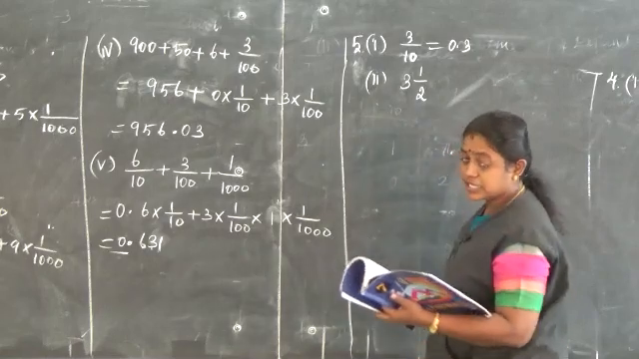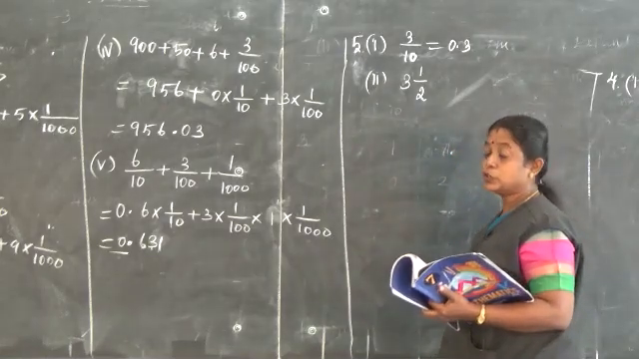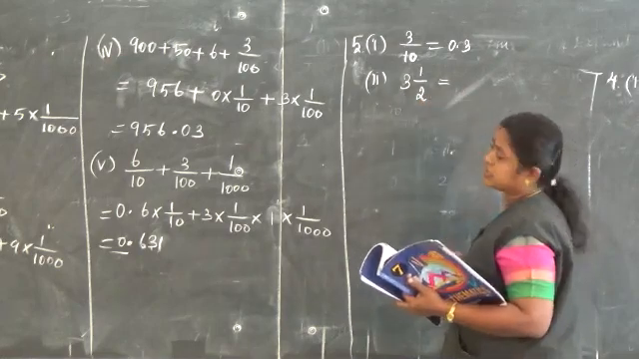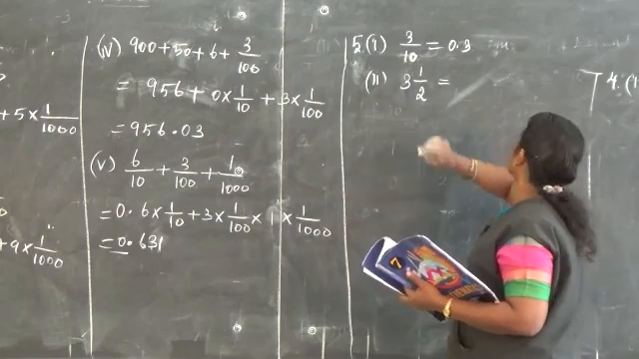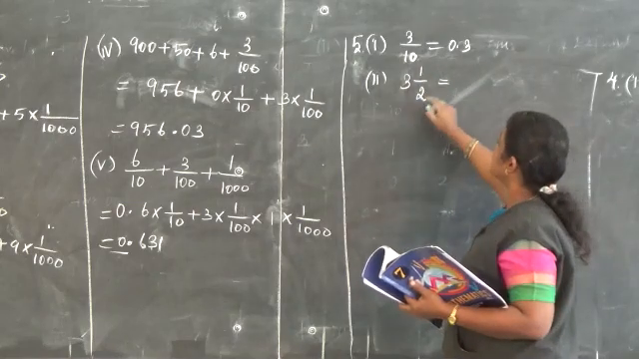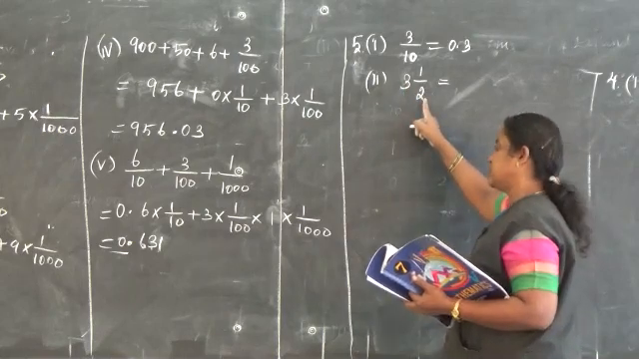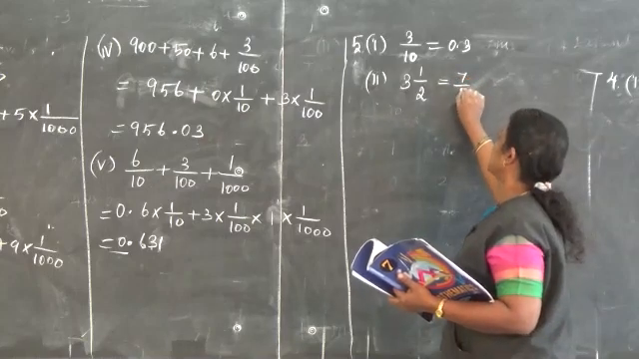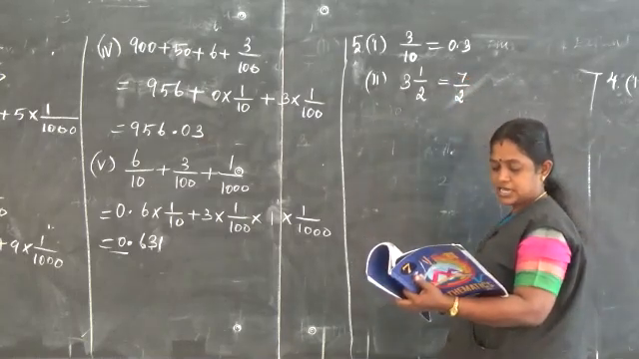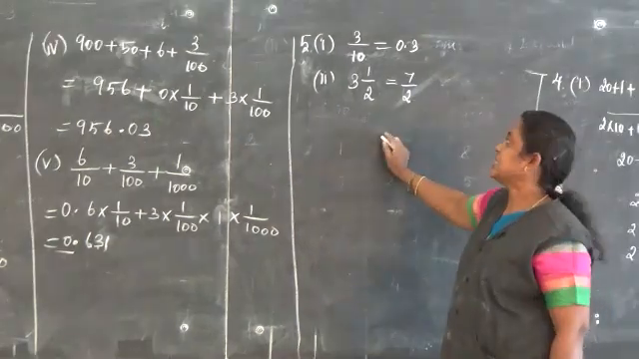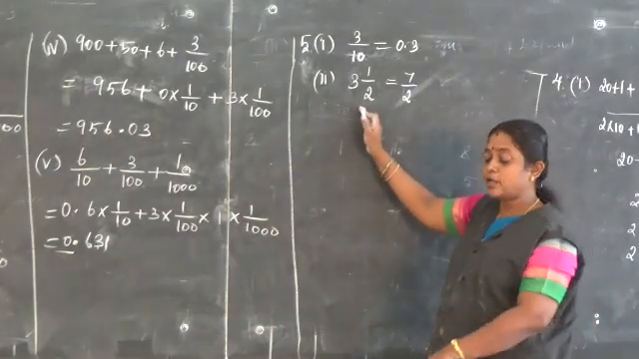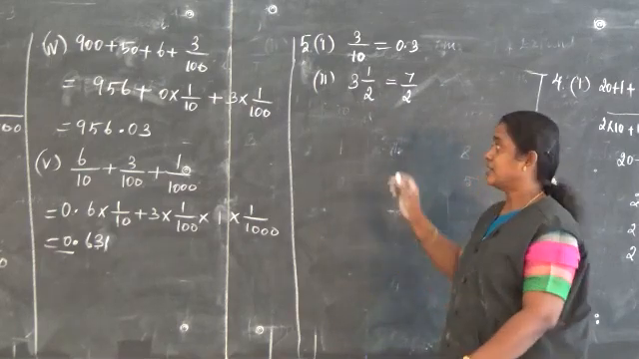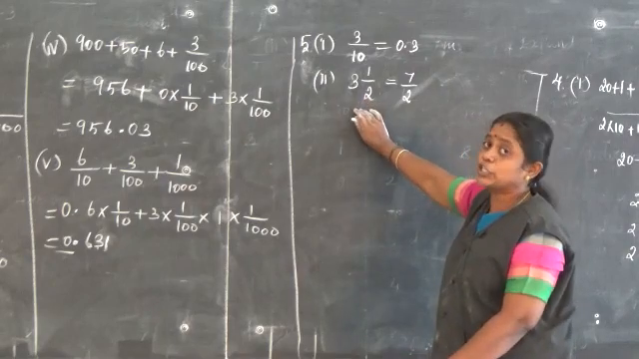A mixed fraction was given to us. So first we have to convert this mixed fraction to an improper fraction. How to convert it? 3 into 2, 6, 6 plus 1, 7. The whole number part is multiplied with the denominator, then added to the numerator. So 3 into 2, 6, 6 plus 1, 7. The denominator as it is, we should keep it, 7 by 2. The second subdivision is given to us as 3 1 by 2. This is a mixed fraction that we have to convert to an improper fraction.